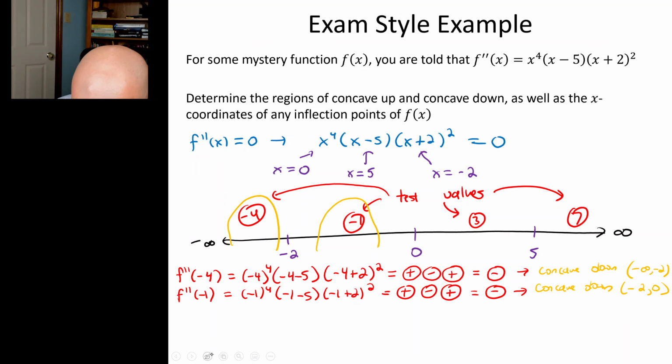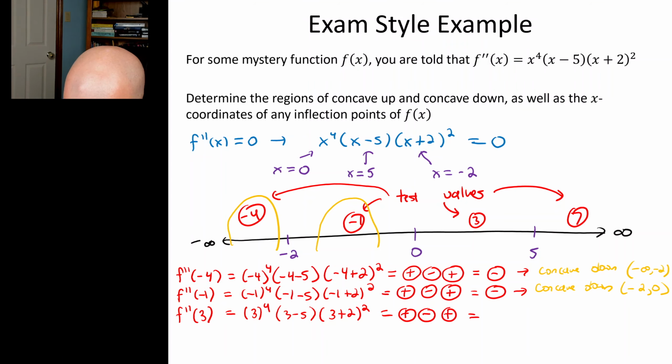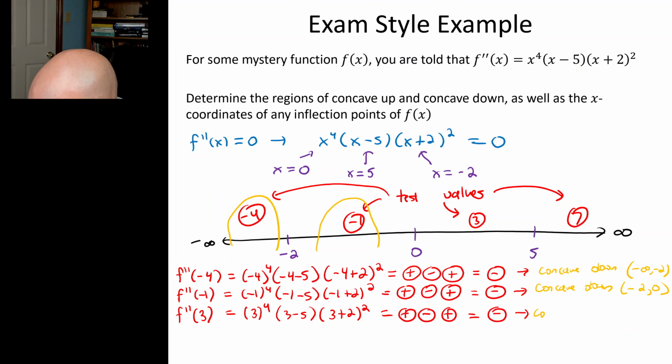Now we're going to check the next test value, f double prime at 3. So 3 to the power of 4. Notice no matter what you plug in that first piece, it's going to be positive. Power of 4, plug something negative or positive in, you get a positive number. Okay, then we have 3 minus 5 and 3 plus 2 squared. You get positive, negative, positive. We get a negative again. So it's still concave down. So it's concave down from 0 to 5.